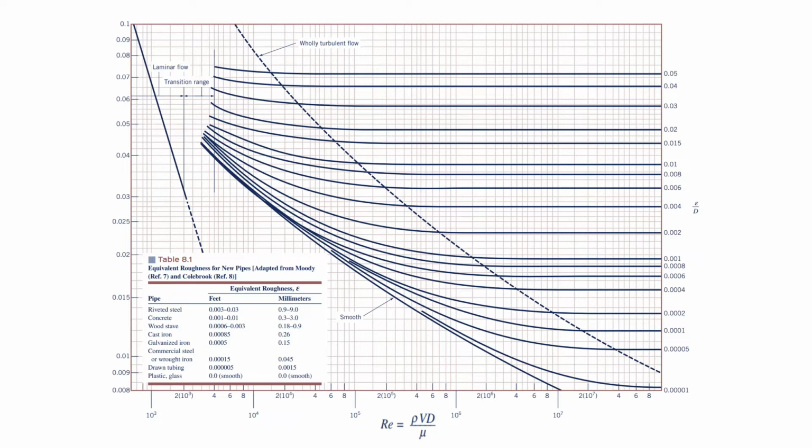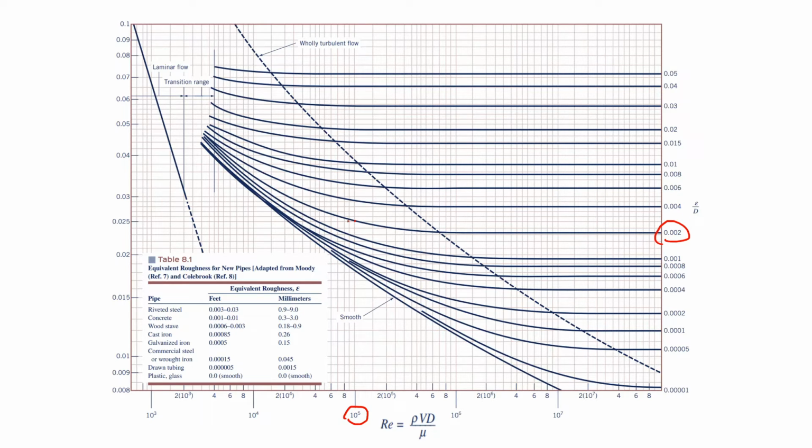So let's find a friction coefficient real quick. Let's say our Reynolds number is 10 to the 5, and our relative roughness is, say, 0.002. So we'll follow this curve from 0.002 out until we're above 10 to the 5. So that's about right here.